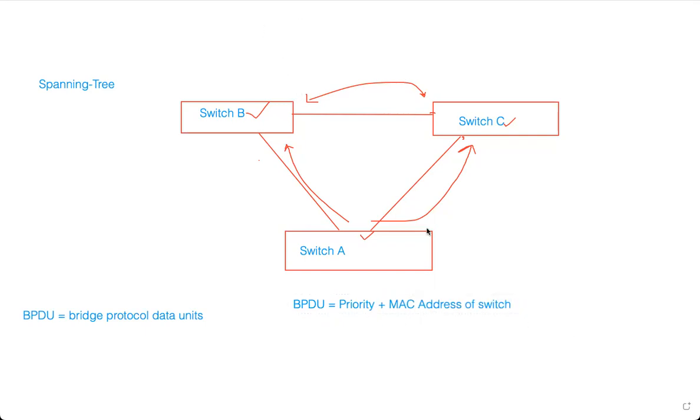So by default, the priority values will be the same. When switch A sends a BPDU message to switch B, it will attach the priority. They both see what the priority of both the devices is. Okay. Let's say I configured my priority as 200.